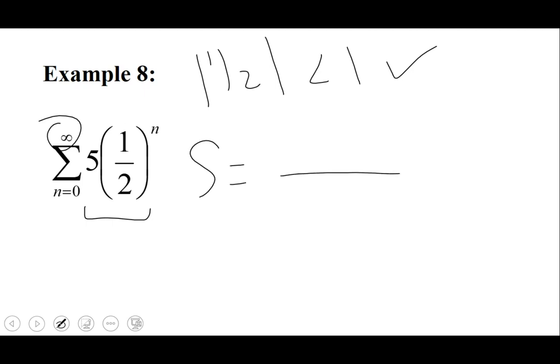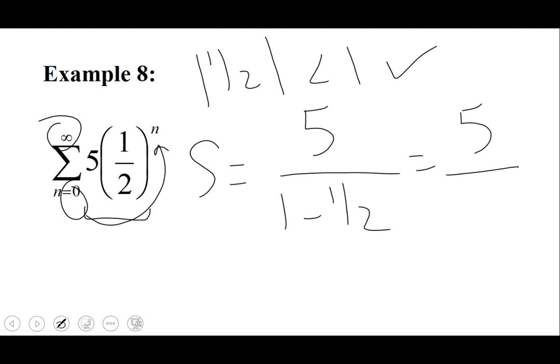The numerator of your formula is what you get when you plug in the bottom number, again, regardless of whether it's 0 or 1. So 1/2 to the 0, that's 1. 1 times 5 is 5. 1 minus the common ratio is 1/2. Simplifies to be 5 over 1/2, which turns out to be a sum of 10.